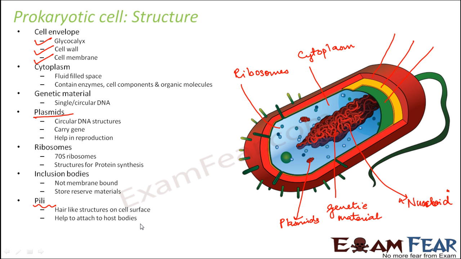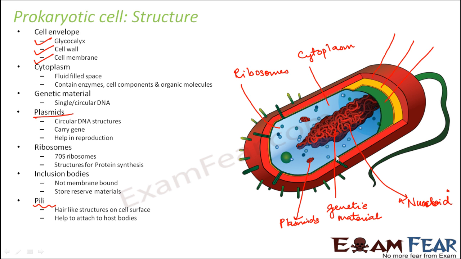So many bacteria live inside the body of a plant. So they need some structures to attach themselves to the host bodies. So pili are those structures. So you see here, these structures which are coming out from the cell membrane, they are the pili. They will help them to attach to another host body. So these are the structures inside a prokaryotic cell.